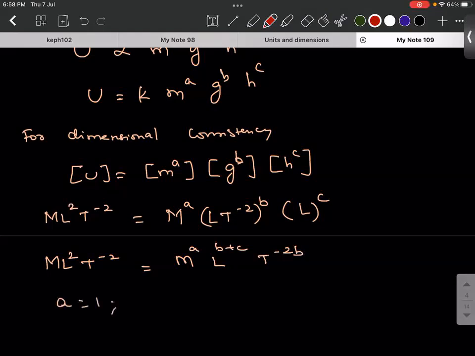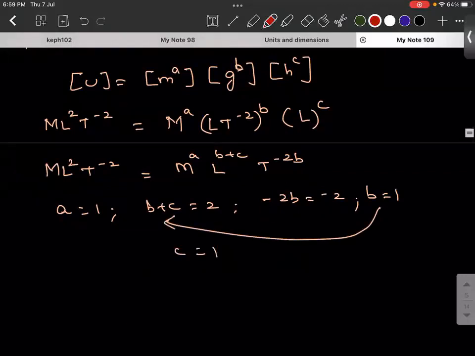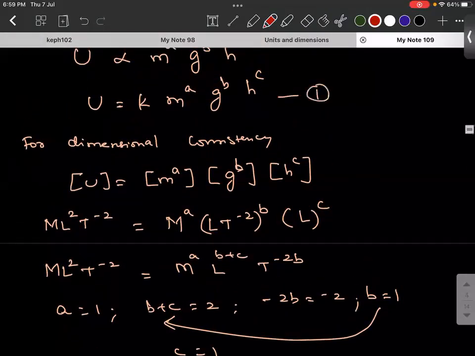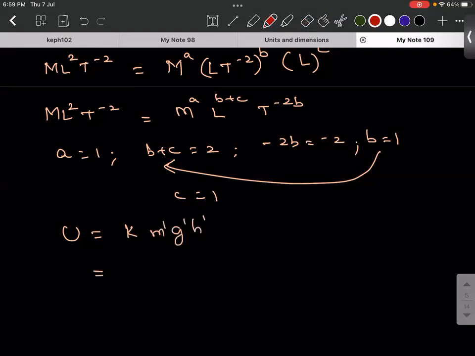a is 1, b plus c is 2, minus 2b is minus 2, so b is equal to 1. When b is 1 substituted here, c will be 1. So a is 1, b is 1, c is 1. So U is equal to, what did you write? U is equal to k into m power 1, g power 1, h power 1, which is going to be k times mgh.